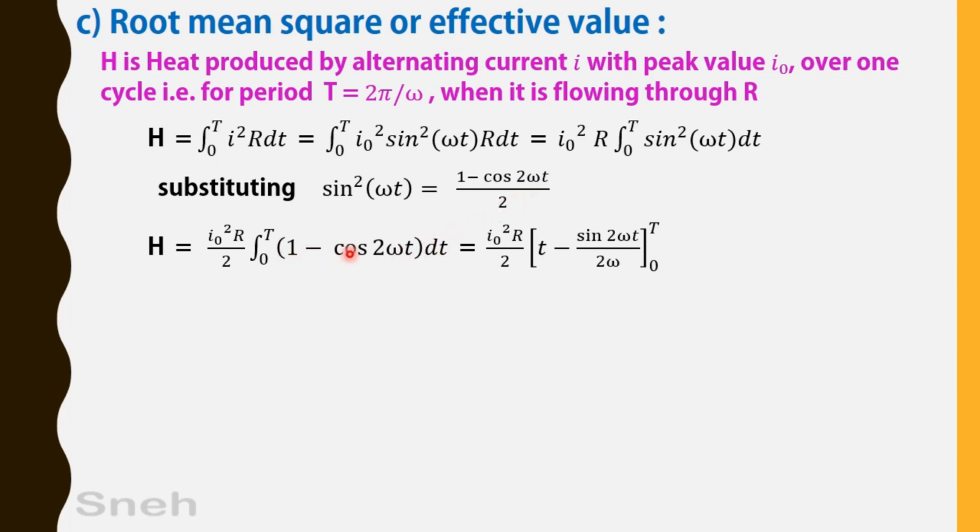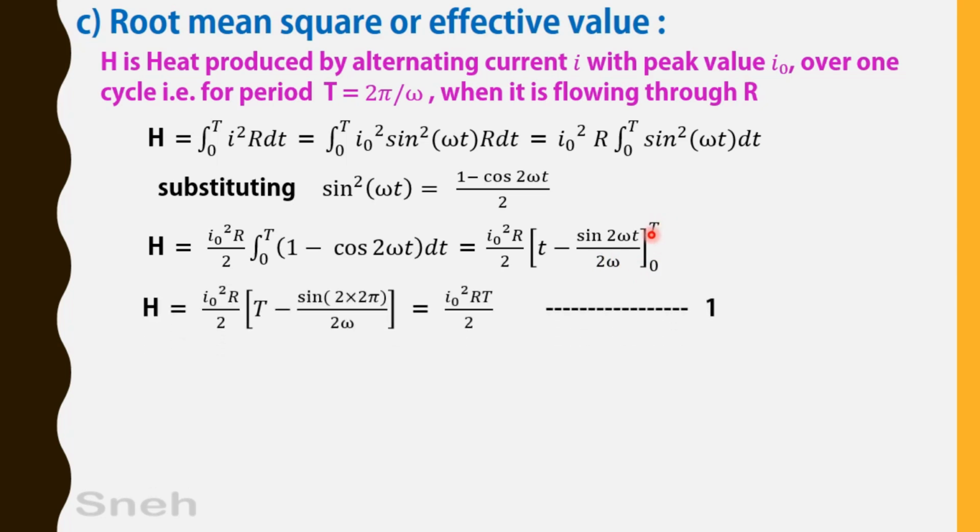Now we find the integration of this. This is the term which remains constant, which is not changing, I0 square R by 2. Integration of 1 is t. Integration of minus cos 2 omega t, the minus sign will remain as it is, and it is sine 2 omega t upon 2 omega. How this omega is coming, that we have discussed earlier. Again, limits of integration are from 0 to T, and further we'll simplify this.